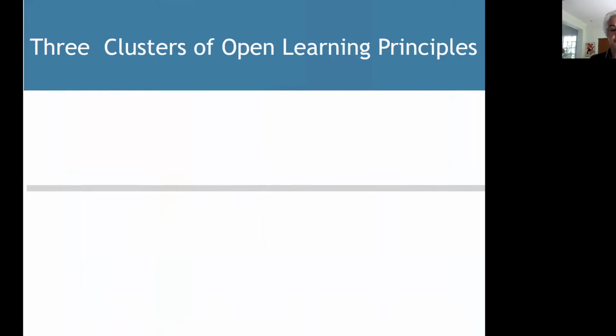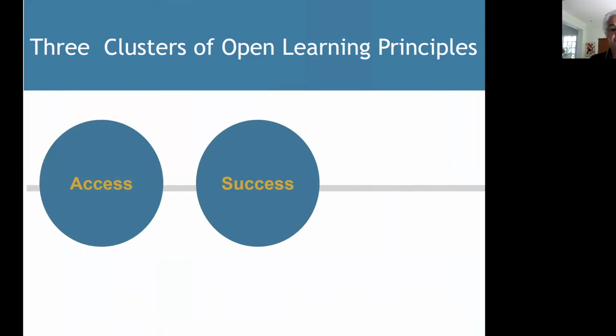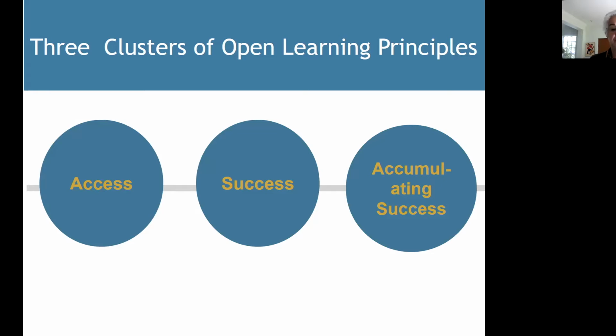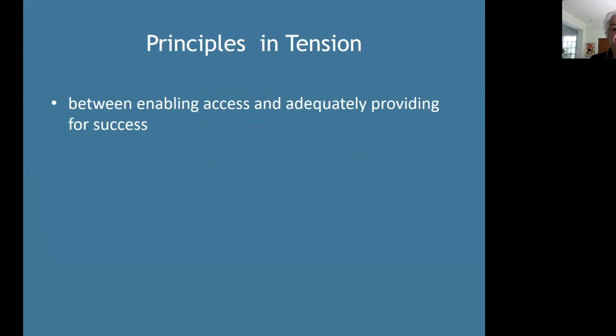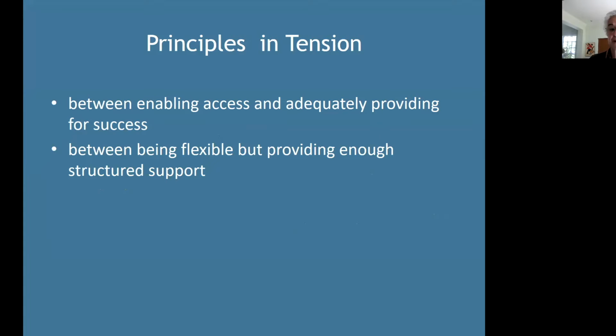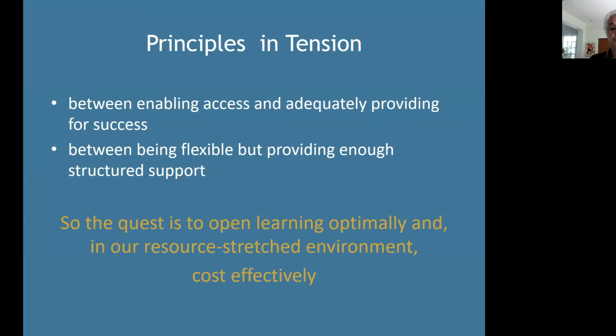There are three clusters of open learning principles contained in the white paper. There are those around access, those around success, and those around accumulating success. I'll elaborate later on these principles that make up each of the clusters. To note at the moment, however, the principles are in tension. There's a tension between enabling access and adequately providing for success, between being flexible but providing enough structured support. So the quest is to open learning optimally.